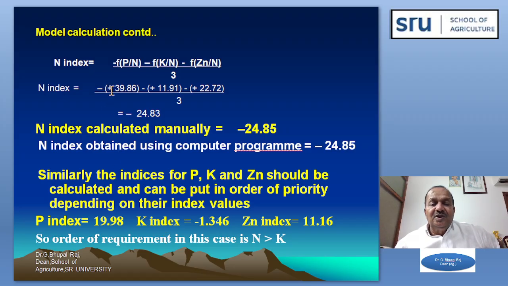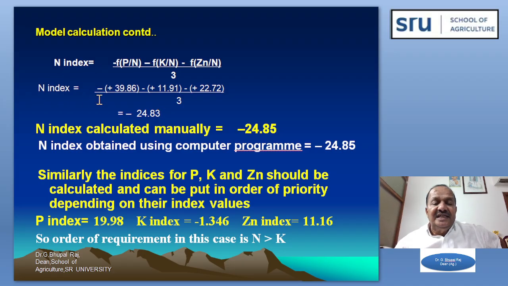Then we have to substitute the functional values in this equation to calculate the particular nutrient index. For example, for the nitrogen index, the functional values of P by N, K by N, and Zn by N. For all these ratios, nitrogen is on the lower side, so we have assigned minus values. The number of observations is 3, divided by 3. Substituting all these values, finally we got minus 24.83.